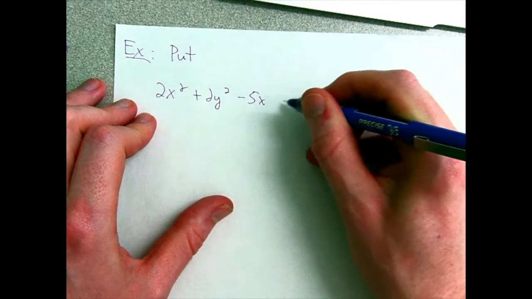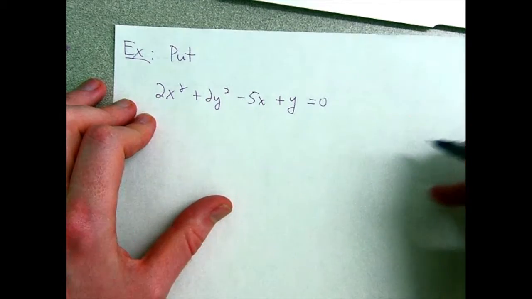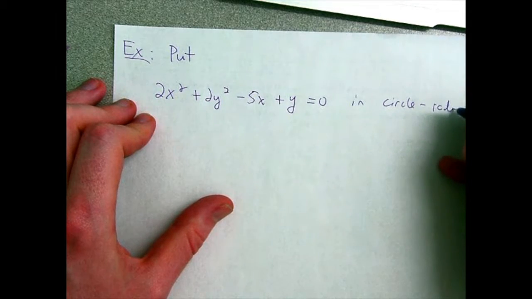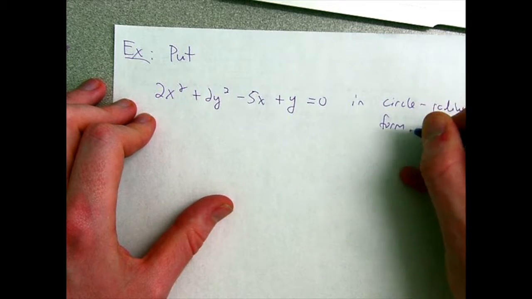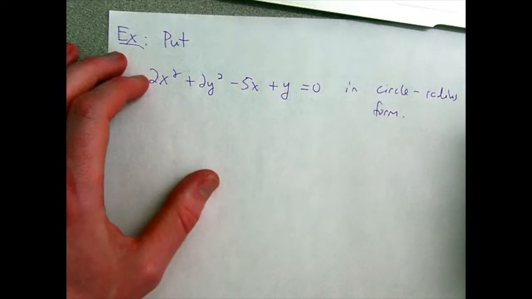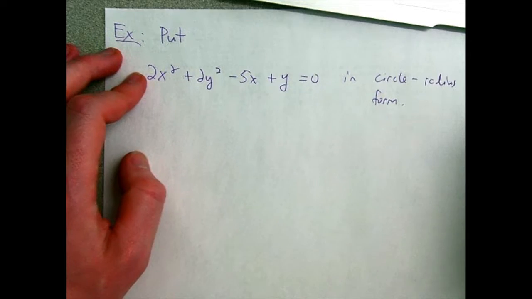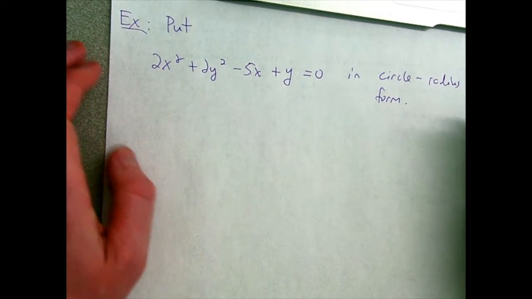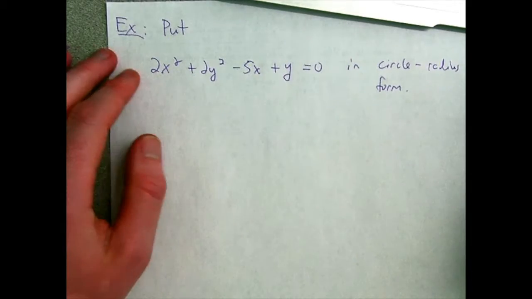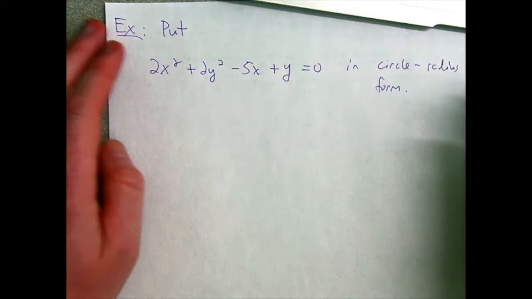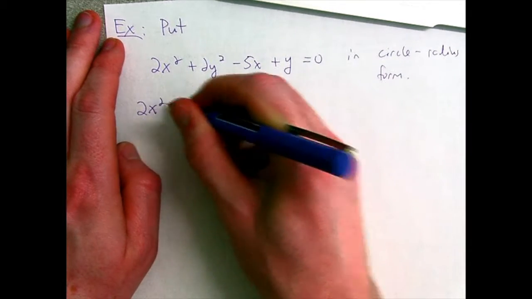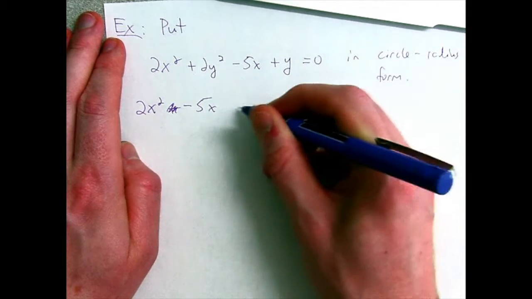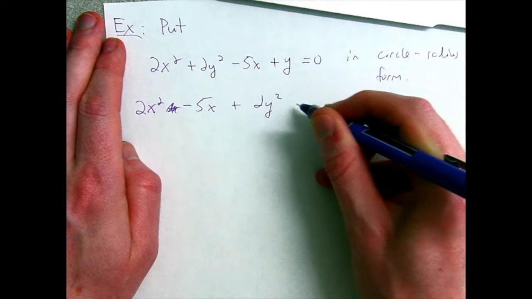Okay, cool. So last example, and then we'll be done. Same instructions as the last time. I just want to put 2x squared plus 2y squared minus 5x plus y equals 0 in center-radius form. So exactly the same thing that we just did, except a different equation.